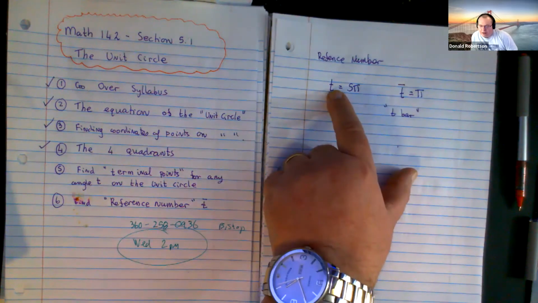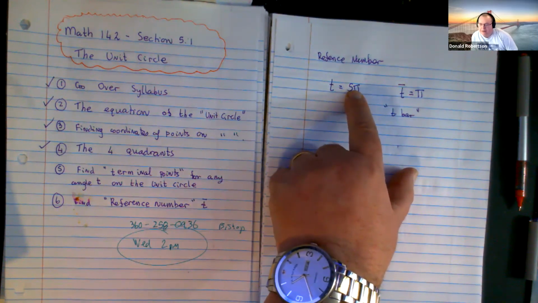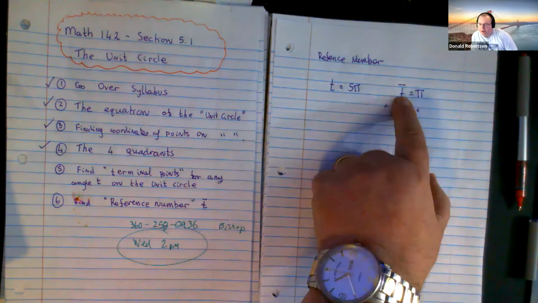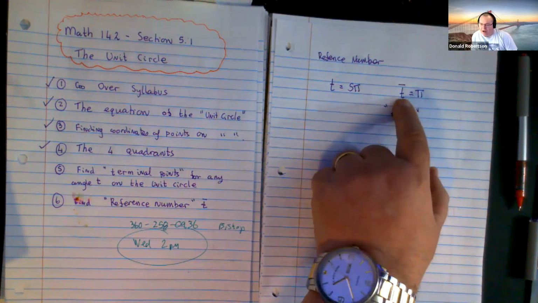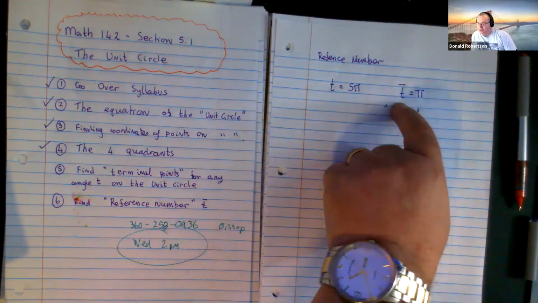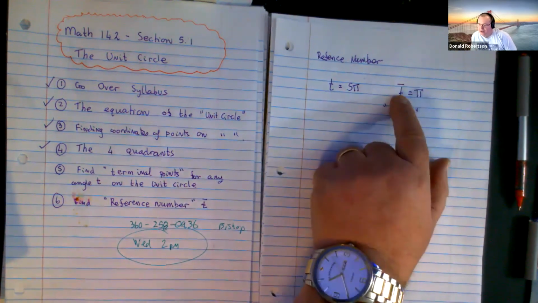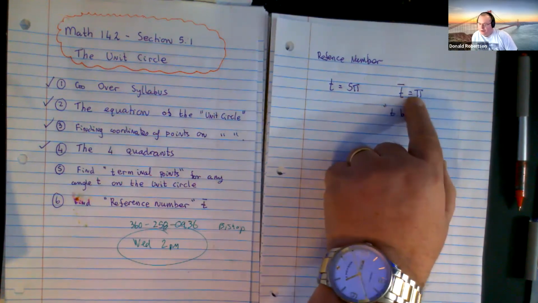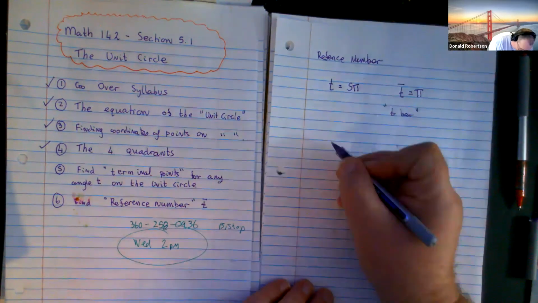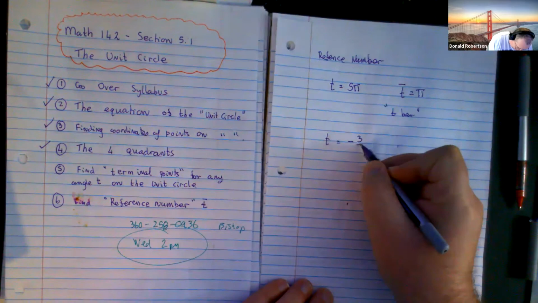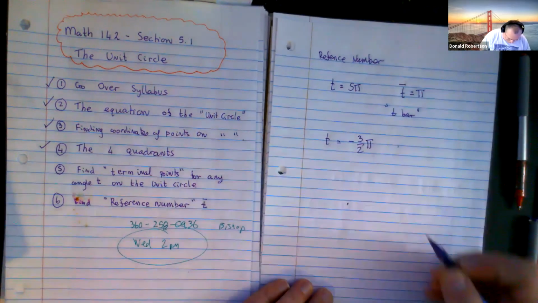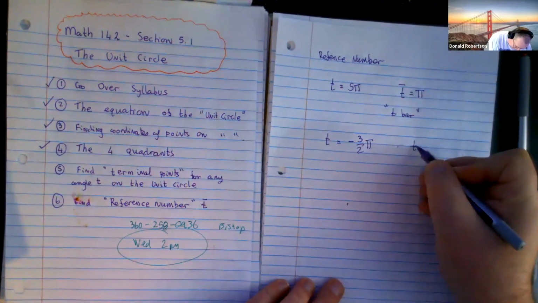So the original angle is 5 pi. The reference number T bar is 1 pi. You're comfortable with the notation? It saves you having to write the words reference number equals pi all the time. It's just nicer to write T bar equals pi. What would you do for a reference number like -3/2 pi? What would its reference number look like?